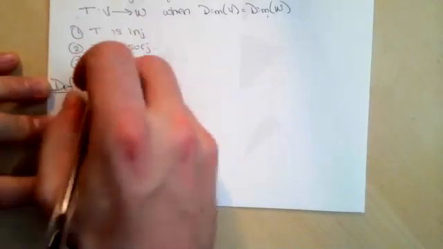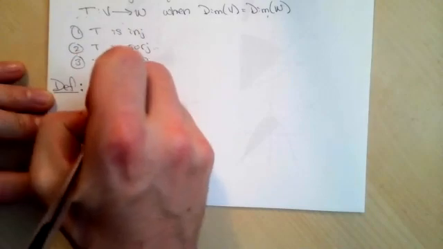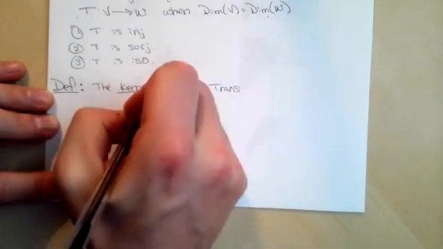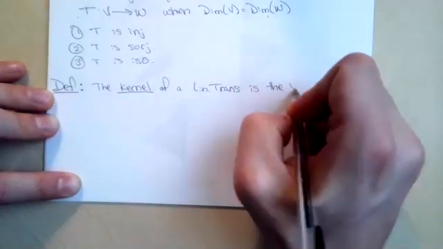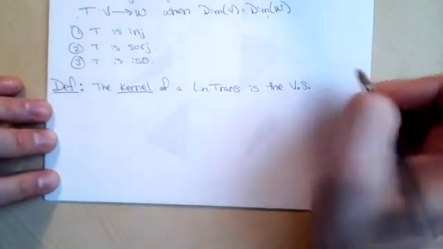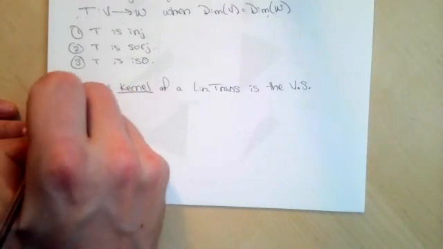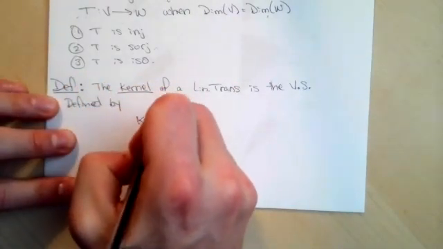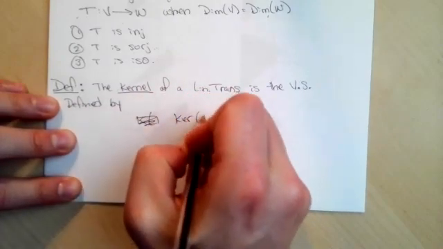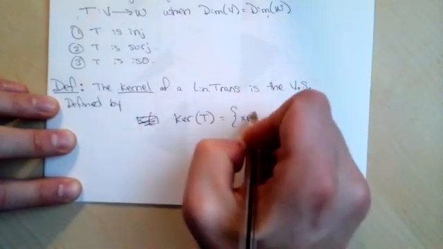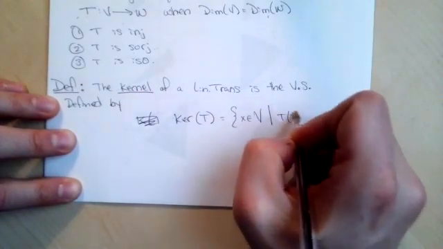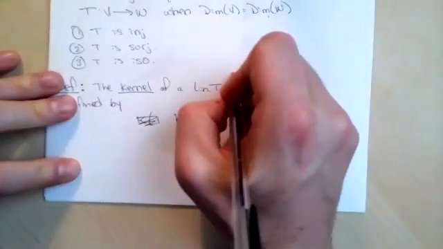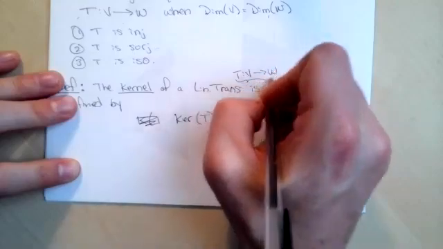So the last thing we want: the kernel of a linear transformation is a vector space. The kernel itself defines a vector space. We usually denote it ker of T, and it's going to be the set of all vectors in V such that T sends it to 0. So it's the set of all vectors that get mapped to the 0 vector. And I guess we should define our linear transformation somewhere.